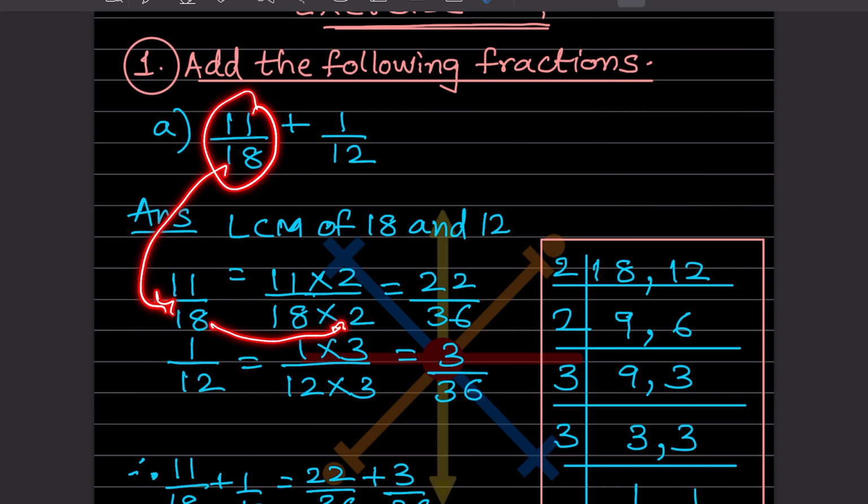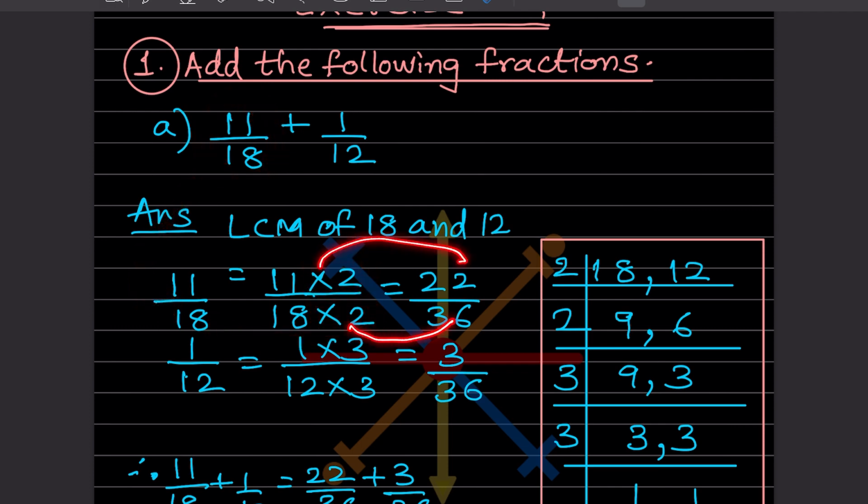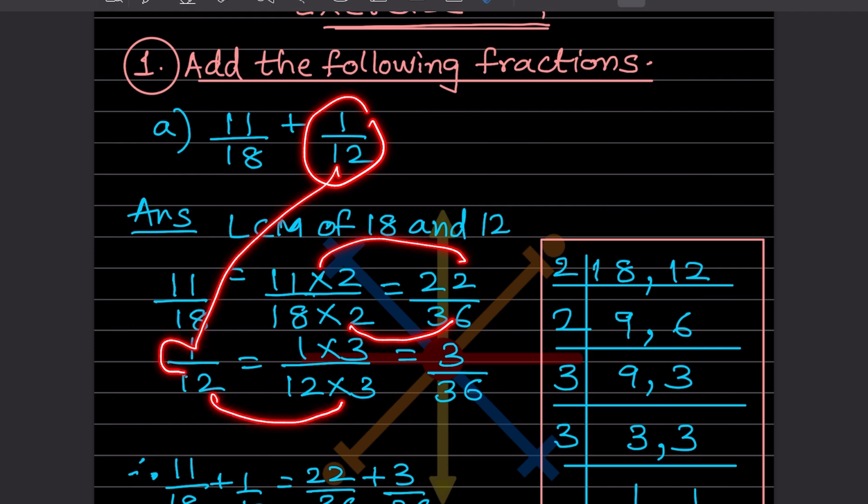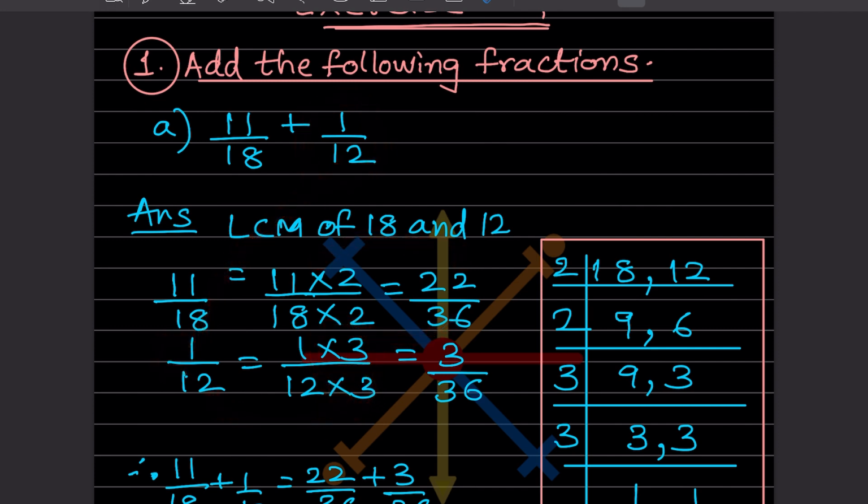18 times 2 is 36. This you are multiplying by 2, so the numerator also should be multiplied by 2. So 11 2s are 22 and this is going to be 36. Now you will take 1 by 12 down. You will make this 36. So 12 3s are 36. So this is multiplied by 3, which means the numerator also should be multiplied by 3. 3 by 36.